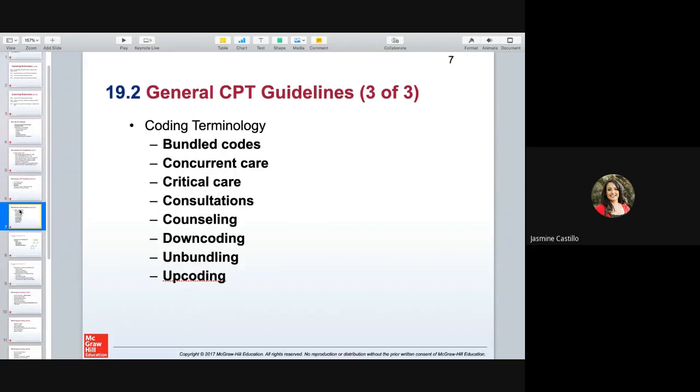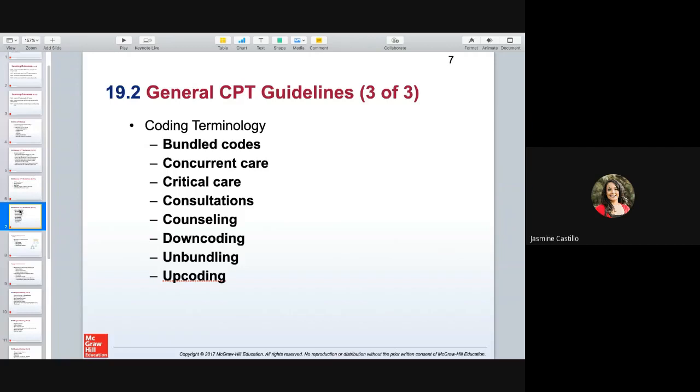There's some commonly used coding terminology. Bundled codes are codes that are used together, meaning they are going to have like a 99212-99214. So any codes in between that are included, and that's what we call bundled codes. Okay, and then your concurrent codes are basically when you have similar care being provided by more than one physician, you can use concurrent care codes.